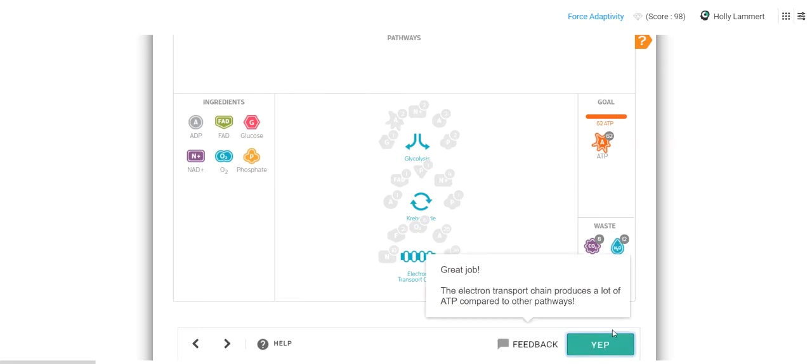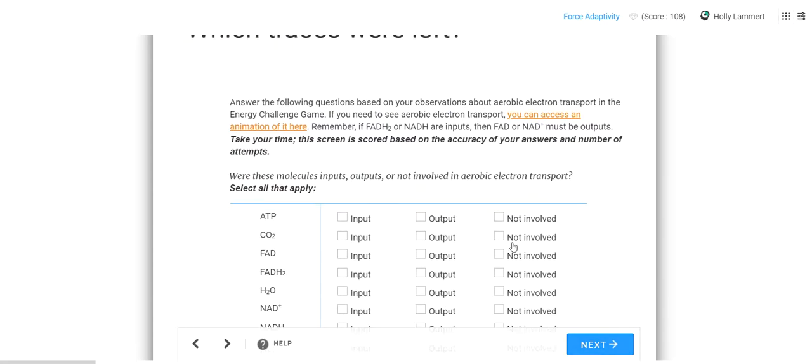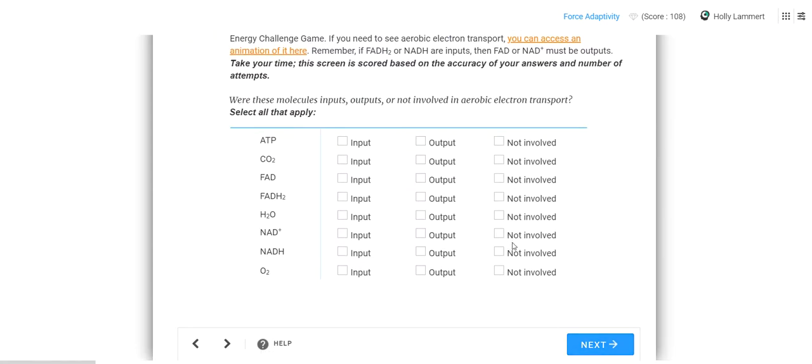We did it! Holy cow. Yep, that's a lot. Maybe they'll make us count it up. Let's see. All right, we needed electron transport.